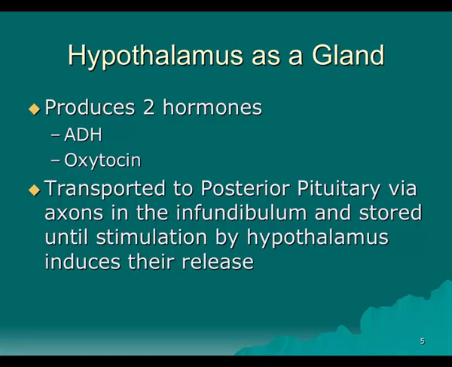The hypothalamus does produce 2 hormones itself, antidiuretic hormone or ADH and oxytocin. They are made in the hypothalamus, transported to the posterior pituitary, and wait there until the hypothalamus tells them to be released. They are usually released upon a nervous system stimulation that is detected by the hypothalamus.